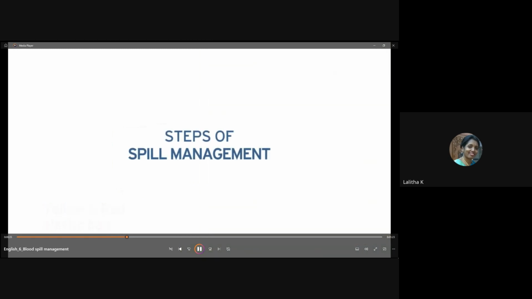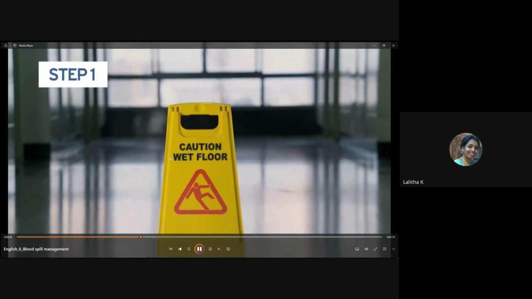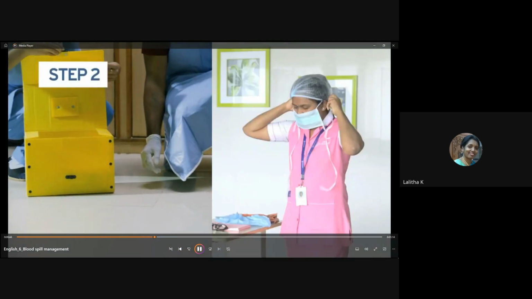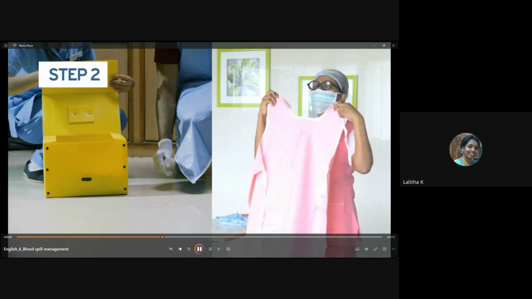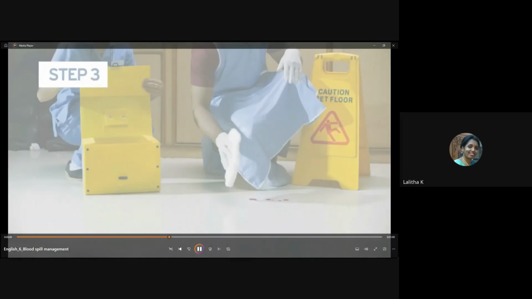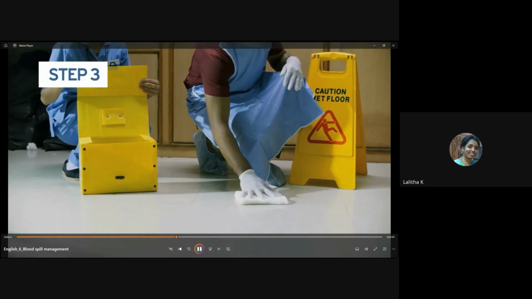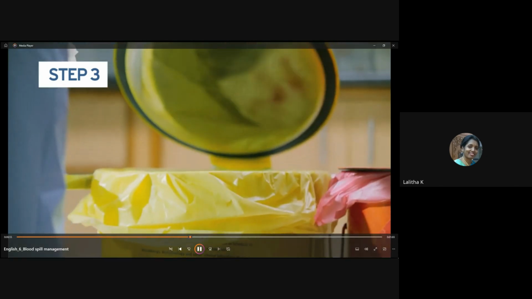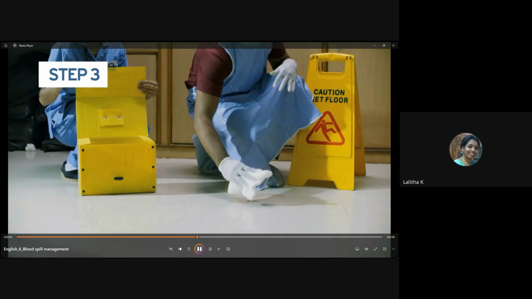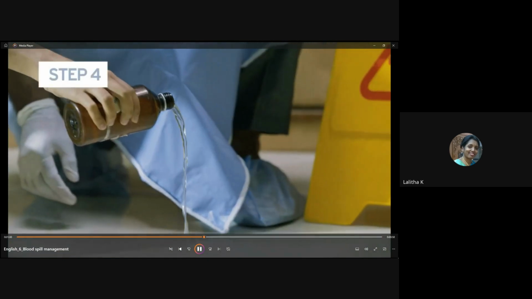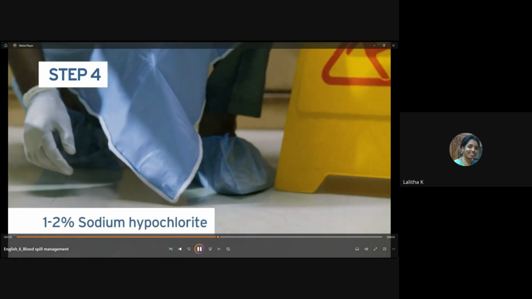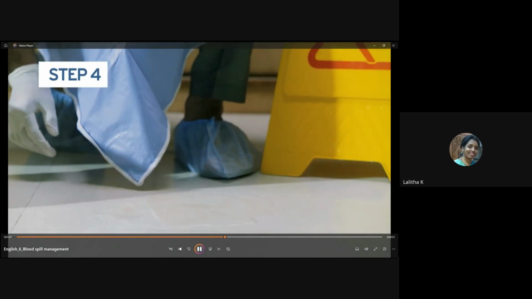In the event of spill, the following steps need to be followed. Step 1. Cordon the area and place a caution board. Step 2. Open the spill kit and wear the personal protective gear. Step 3. Cover and clean the spill with a paper towel or any absorbent material and discard into yellow bag. Repeat the process if necessary. Step 4. Cover the spill area with sodium hypochlorite and wait for at least 20 minutes.